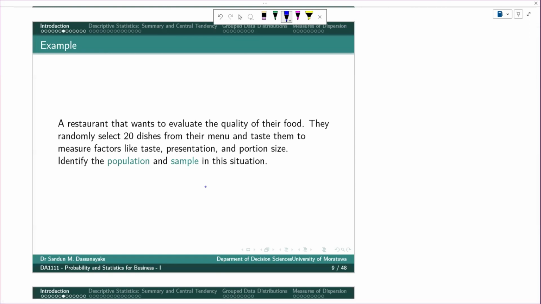So there's a restaurant that wants to evaluate the quality of their food. They randomly select 20 dishes from their menu and taste them to measure factors like taste, presentation, and portion size. So can you tell me what is the population here and the sample in this situation? Send me a chat message or you can speak out. So what is the population and what is the sample?